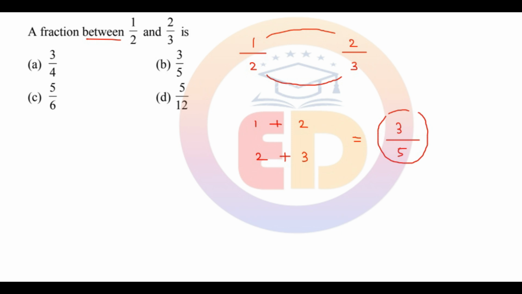For finding a fraction between two fractions, simply add the numerators and add the denominators. The resultant answer will be the fraction between the given two fractions. Answer here will be option number B. 3 upon 5 is a fraction between 1 by 2 and 2 by 3.